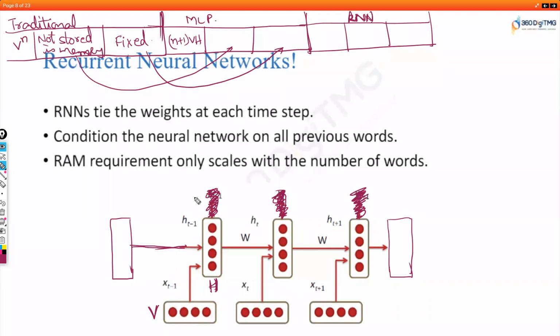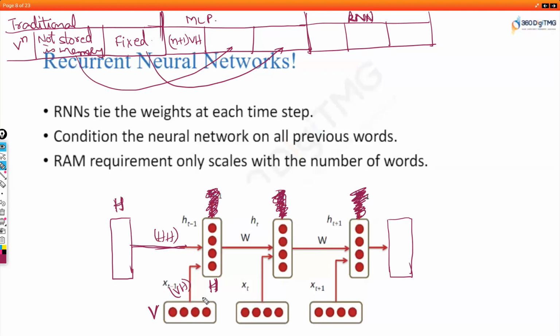So here, the number of neurons in this hidden layer is H as well. Then V into H will be the number of weights. And the initial layer that is given here is a dummy hidden layer with all zeros, just to maintain consistency. So H into H will be the weights here, and V into H will be the number of weights.